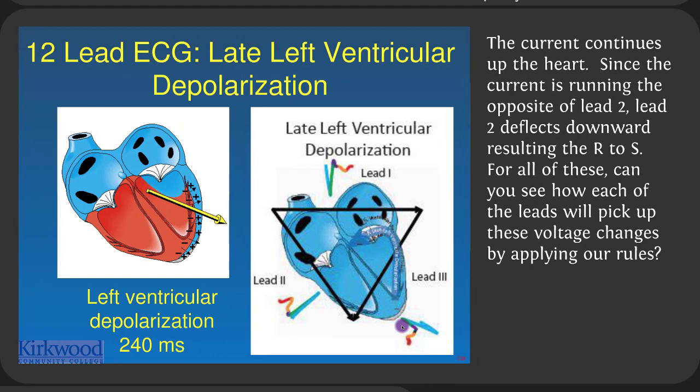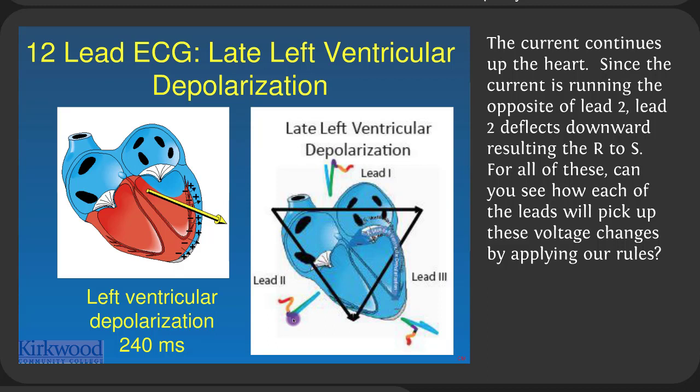The current now continues up the sides of the heart, shown here with this purple. This is called late left ventricular depolarization. Since the current is running in the opposite direction of lead 2, so we're going in this direction, we get a negative deflection. So this takes us from the R down to the S.